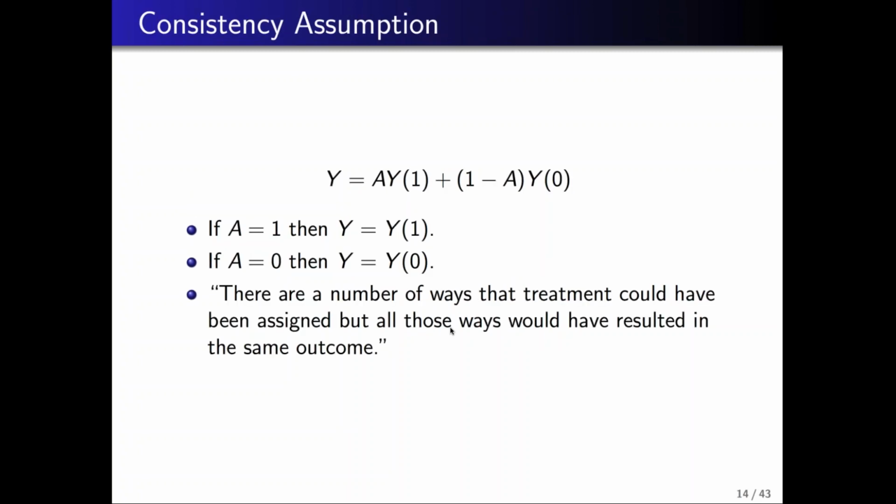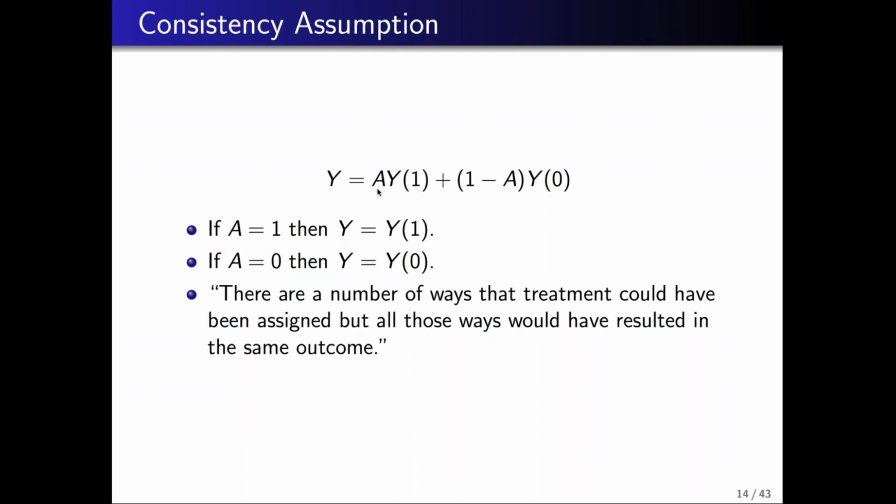Okay, so there's another assumption in the causal inference literature, which is called the consistency assumption. Here I've written a formula on the top of the page. Basically this formula says that if A is 1, that is, if I'm observed to take treatment, then my observed outcome is equal to my outcome under treatment. And if I don't take treatment, so I don't take the red pill, then my observed outcome is my outcome under no treatment. And that's what this formula says.